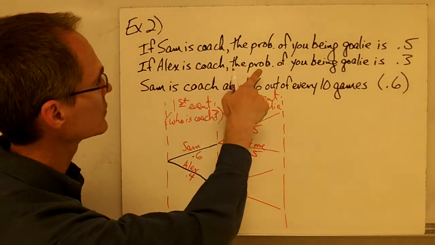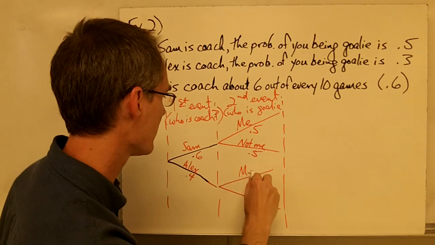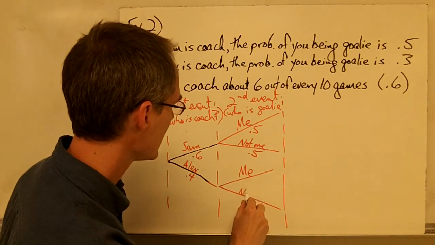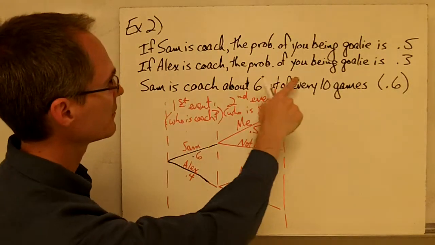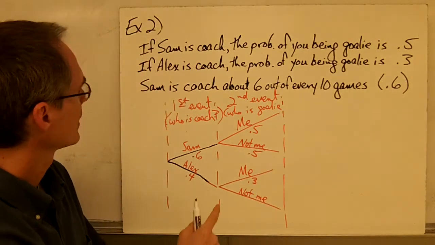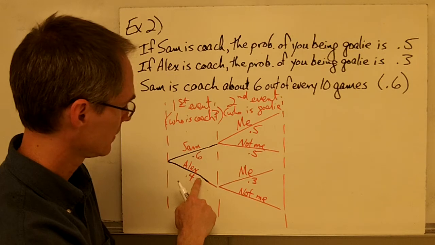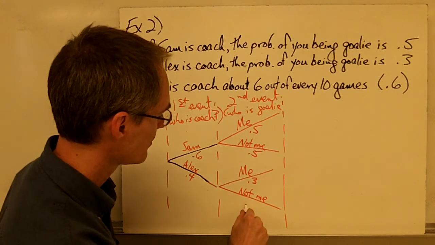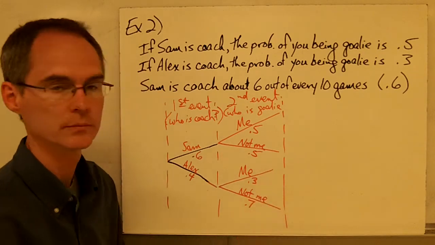All right? Now let's look at the probabilities of me being goalie if Alex is the coach. Well, if Alex is the coach, the probability of me being goalie is 0.3. So, okay, again, my outcomes are me and not me. If Alex is the coach, the probability of me being goalie is 0.3, which means that the probability of me not being goalie, if Alex is the coach, must be 0.7, because again, these have to add up to 1.